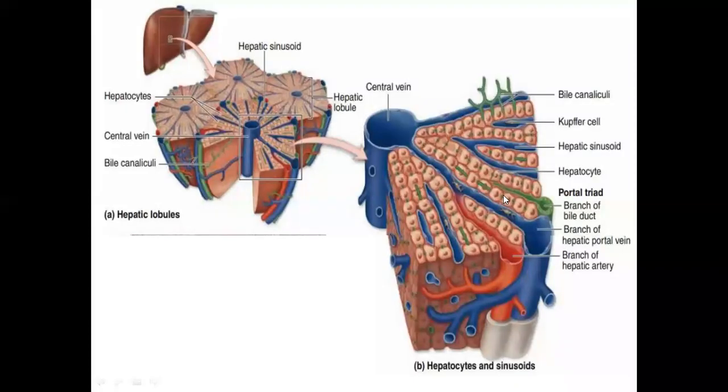So again, here are the hepatocytes. These are the plates of hepatocytes or hepatic cords. In between the hepatic cords, you can note the hepatic sinusoids. This is the portal triad: a branch of the bile duct, a branch of the portal vein, and a branch of the hepatic artery.